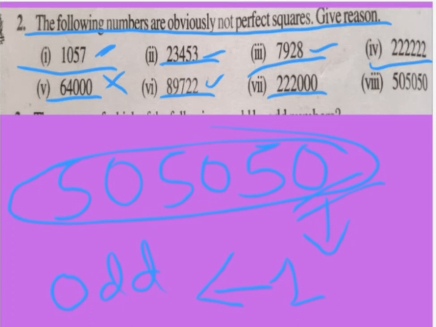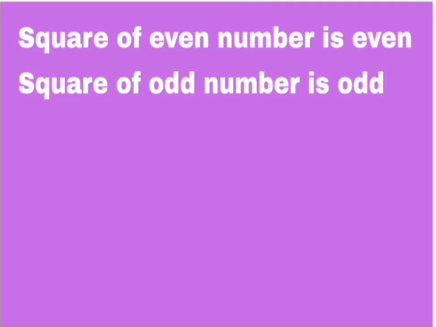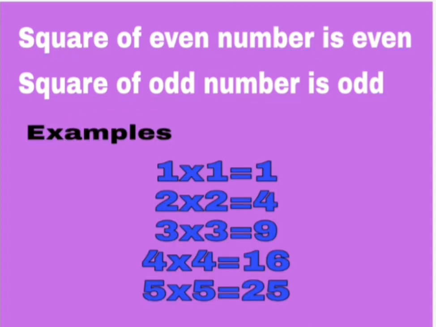But before we move on to question number 3, just remember this special property of a square number. When you square an even number, your answer is always an even number. And when you square an odd number, your answer is always an odd number. That is also one of the special properties of square numbers which you have to remember. But how can we say this? Just check these examples. 1 one is 1, 2 twos are 4, 3 threes are 9, 4 fours are 16, 5 fives are 25. I have taken the squares of the first 5 numbers.